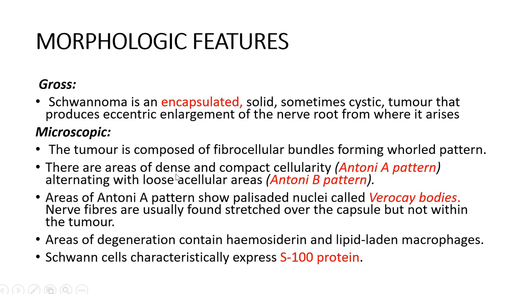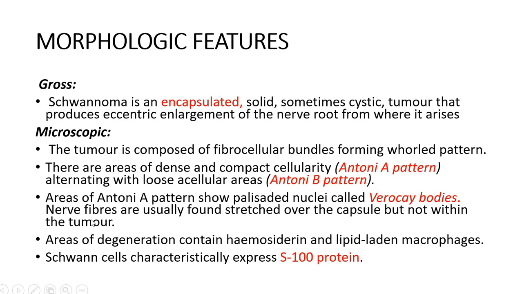When you see the microscopy, there are fibrocellular bundles which form whorled patterns. There are two areas which are characteristically noted: Antoni A areas and Antoni B areas. Antoni A areas are dense, compact cellularity areas, and the loosely acellular areas are called Antoni B areas. In Antoni A areas, we will see palisaded nuclei. The cells are arranged one on top of the other, which gives a palisaded appearance, and these are referred to as the Verocay bodies.